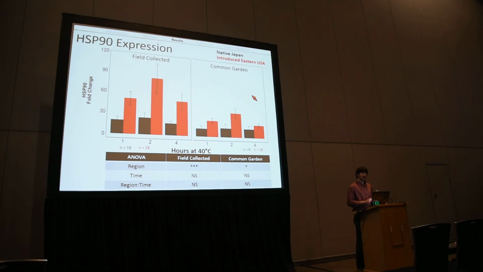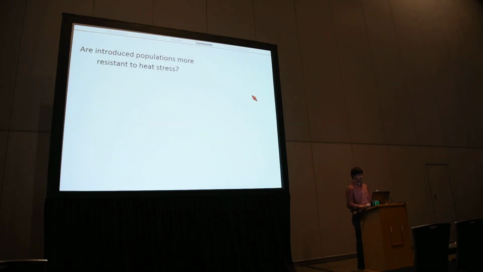For HSP90 expression, we saw similar trends. The native Japanese populations, again, did not induce HSP90 to as high a level as the introduced Eastern USA populations. And overall expression was higher in those introduced Eastern USA populations.